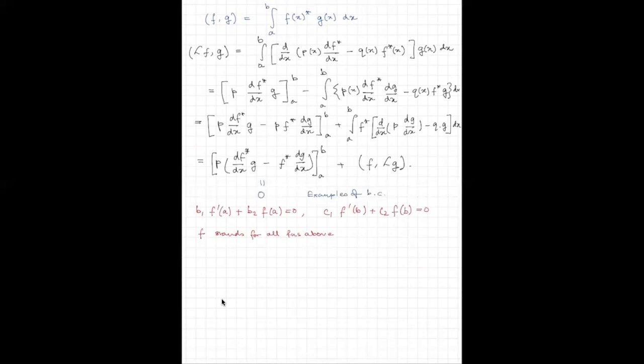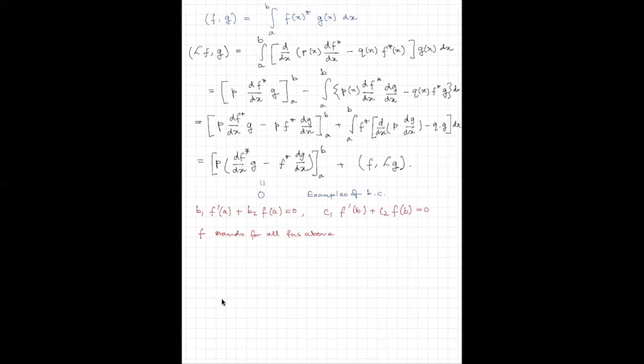And for example, what we can do is take p(x) to obey p(a) equal to p(b), and we can say that all our functions are periodic, so that f(a) is equal to f(b) and f'(a) is equal to f'(b). This ensures that the contribution at each boundary just goes off. So this is nice. So we have been able to show that Sturm-Liouville operators are actually self-adjoint.